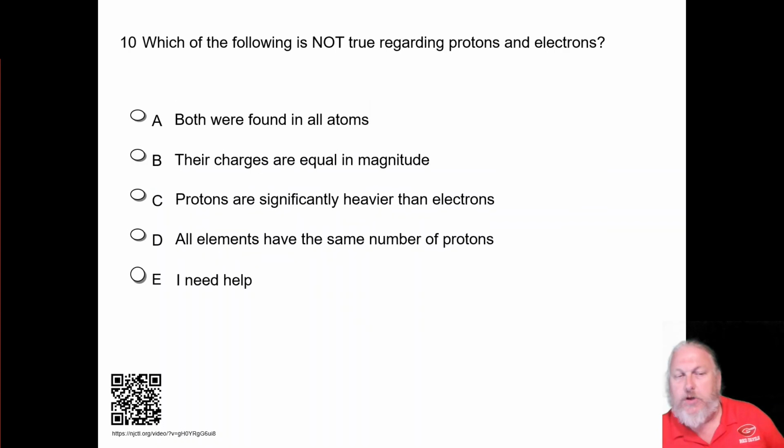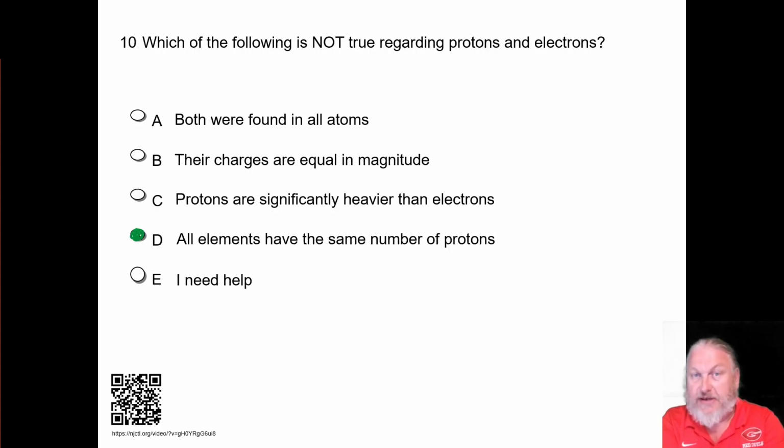Which of the following is not true regarding protons and electrons? Both were found in all atoms. Their charges are equal in magnitude. Well, they are. Protons are significantly heavier than electrons. That's true. All elements have the same number of protons. We know, of course, that is not true.